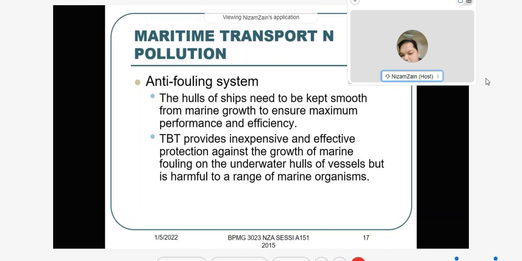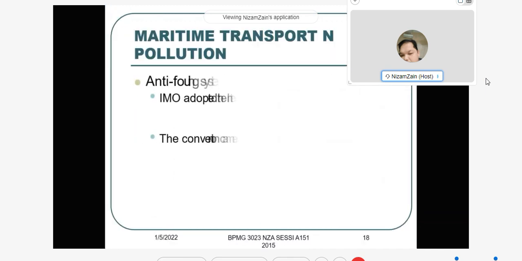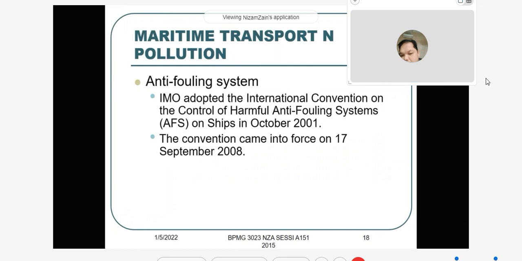So that's why the marine ecosystem is important to be protected, to be preserved, because it will affect human life, right? So for that purpose, IMO also has a convention, due to the seriousness of the effect.